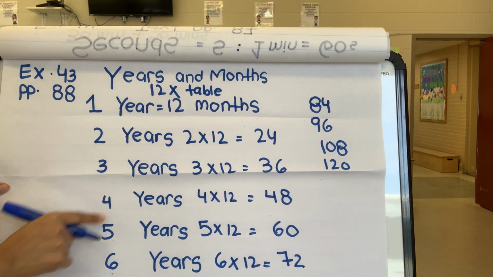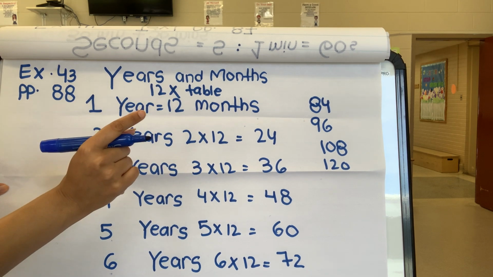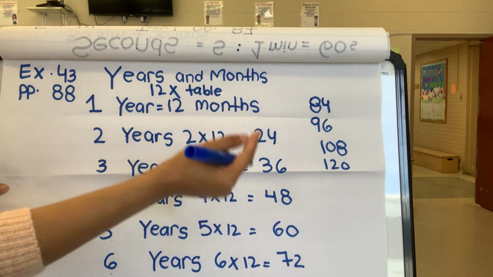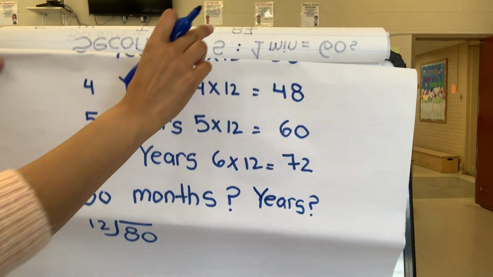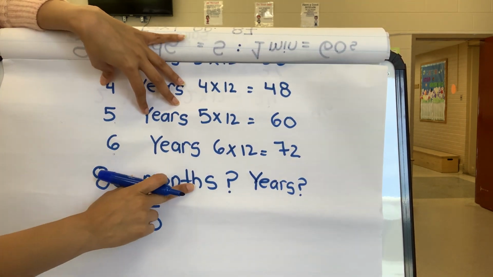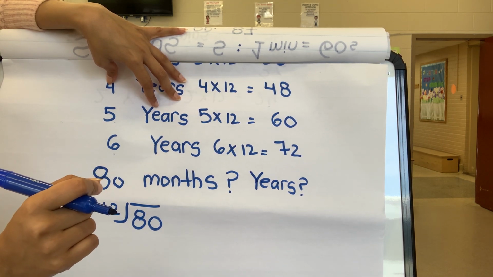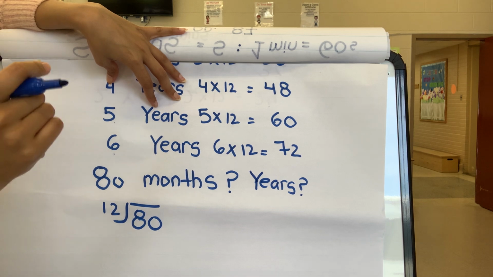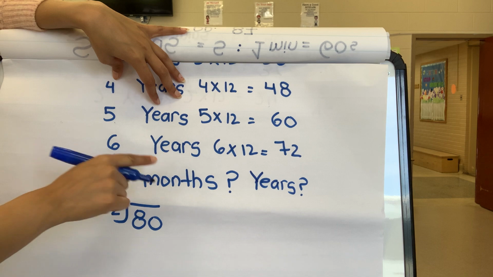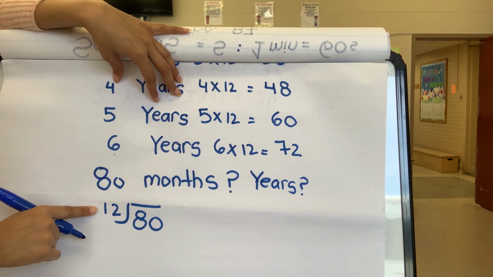Here you are given your years, you need to find your months, and we multiplied the years by 12, and that gave us our months. But here, I have given you months, you need to find your years. So we are going to do the opposite of multiplication, which is, that's right, division. I'm giving you months, and I'm asking how many years that is. So I know that I'm going to divide.